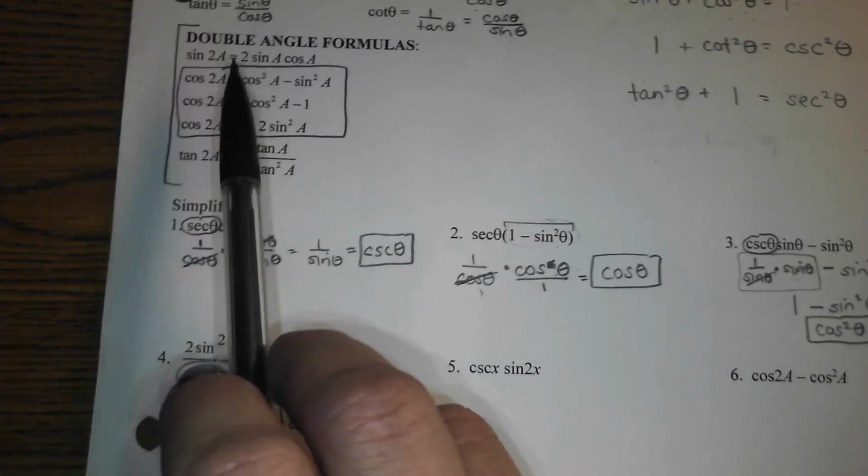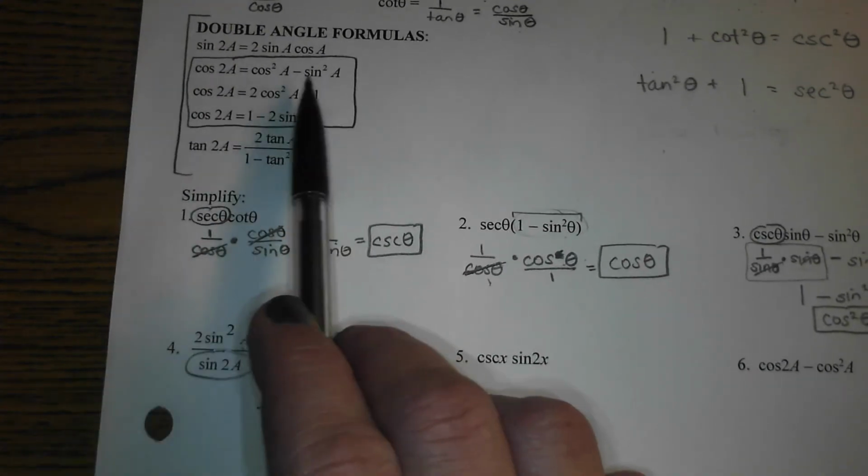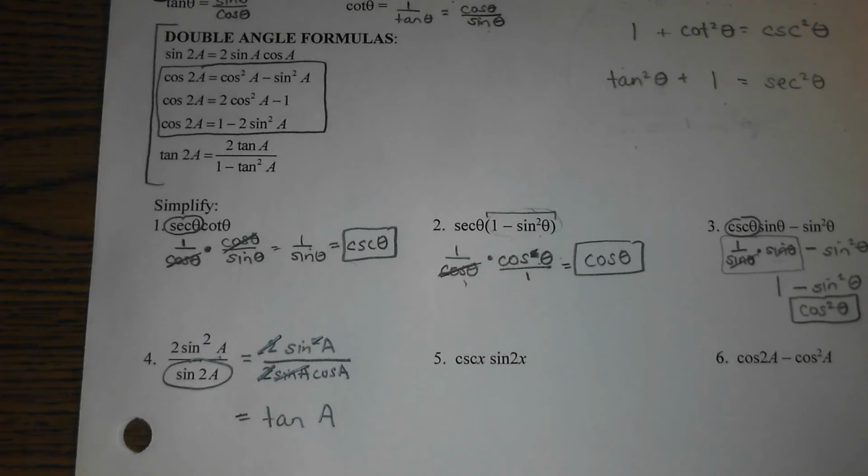Although maybe we should check it. In any of these cases, you see how all the double angles of cosines involve a cosine squared or a sine squared?